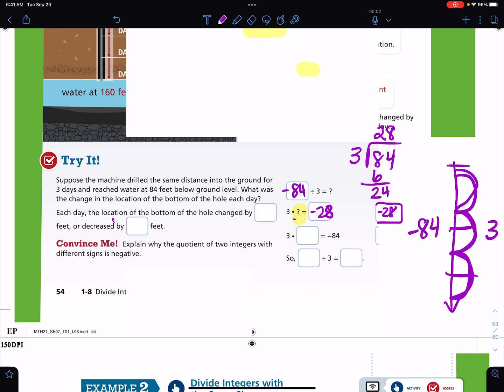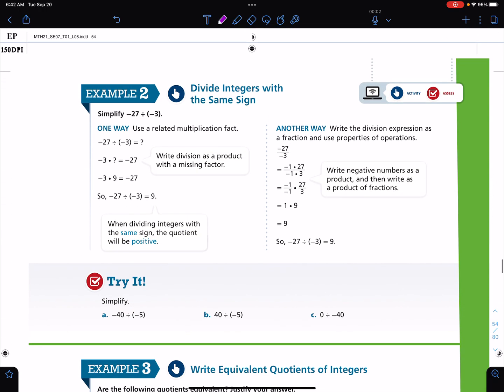Yep. So we're going to fill in all these blanks. I'm not sure what your circles say, but negative 84 divided by 3 is negative 28. So each day the location of the bottom of the hole changed by 28 feet or decreased by 28 feet. So division works the same. You just have to make sure that you remember those rules.